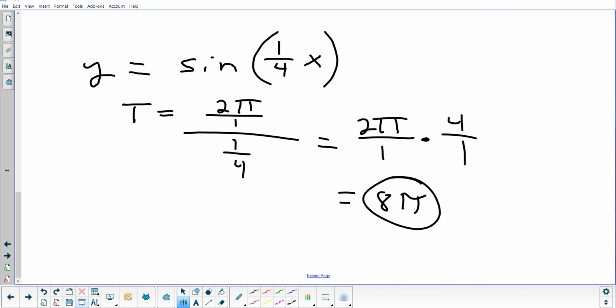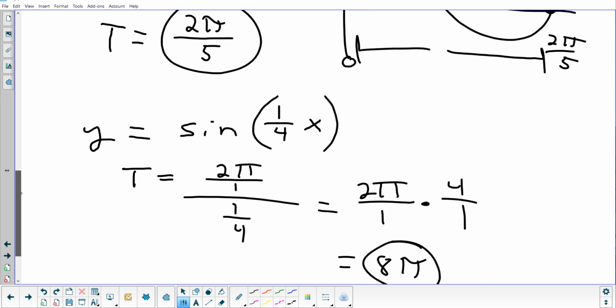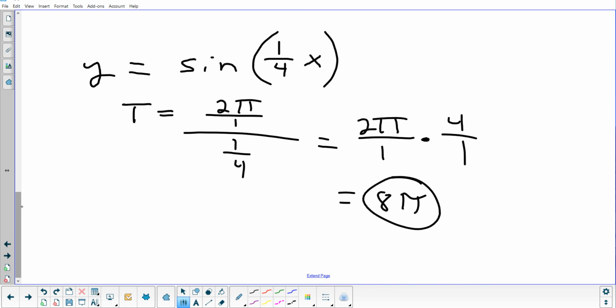How does 8 pi compare to 2 pi? It's a stretch, right? It's a stretch by a factor of 4. And that's exactly what should happen. When you put a small number in front of x, it causes the graph to get bigger. A question on that?